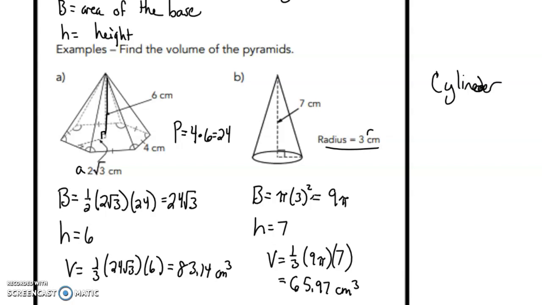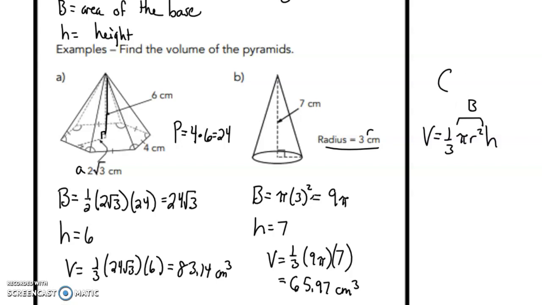Now, one thing to think about with the cylinder: the base of a cylinder is always a circle, and the area formula is always pi r squared. So you can put that instead of the area of the base, and then times the height. That's the same thing, it's just that instead of area of the base, we're putting pi r squared.